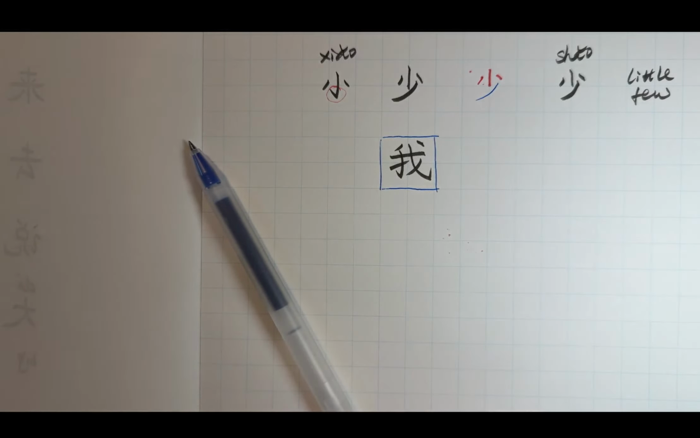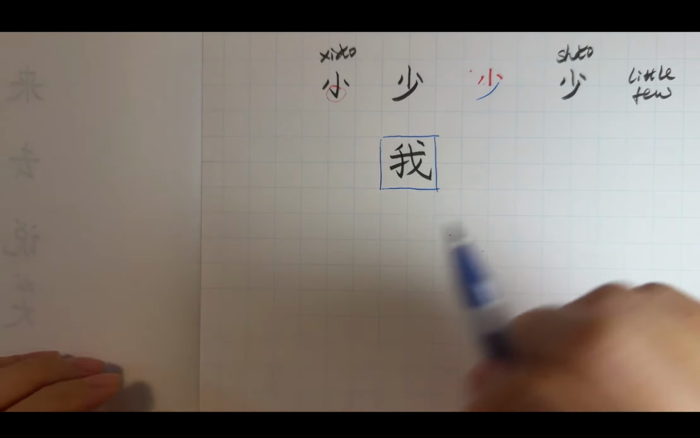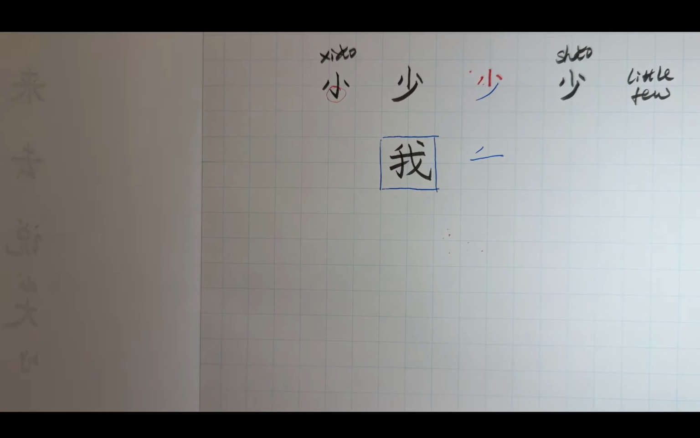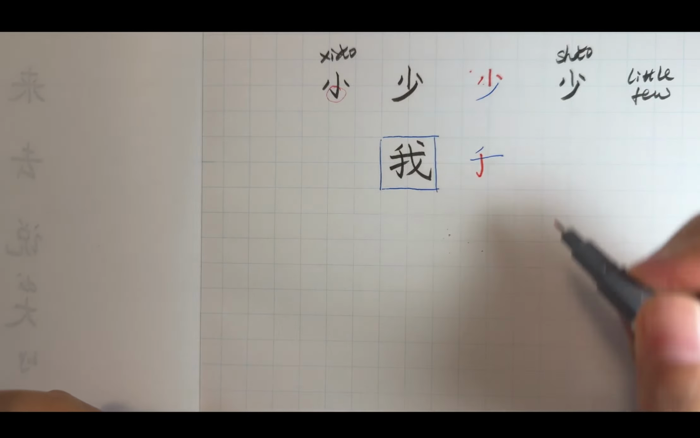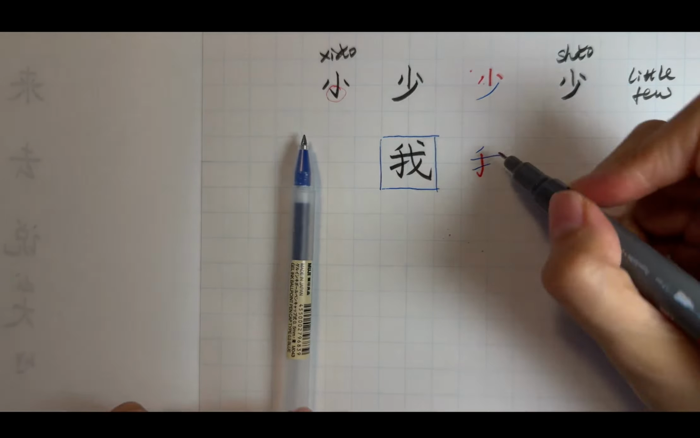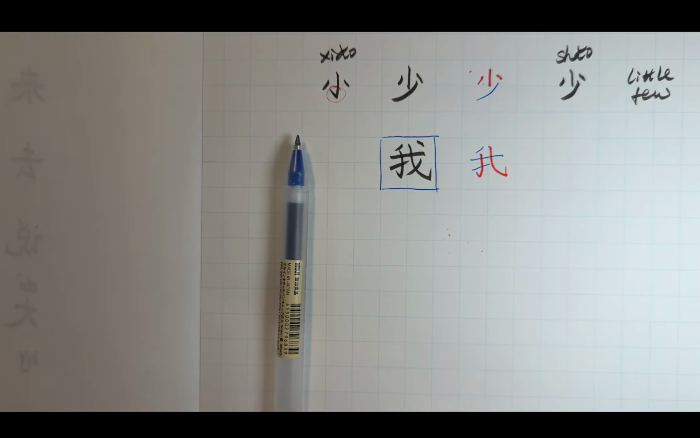And if you really want to draw it nicely, try to separate them into these parts. I hope this will help you to see them clearer. Okay, so this is 我, I or me.